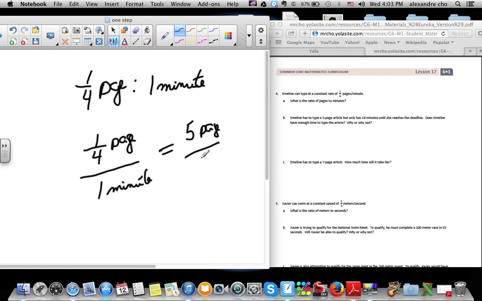And we want to find the time at the bottom. Okay, it takes her 1/4 of a page for 1 minute. We want to know how long it's going to take her to do 5 pages. There's an easier way of doing it.